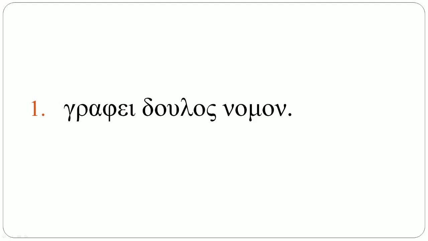Okay, so here you have the sentence. If you want to read it out with me, the words are pronounced, first one, graphe. Second word is doulos, and then nomon. Nomon is the last word. Graphe, of course, comes from "I write." Doulos is a slave or a servant, and nomon comes from nomos, which is the law.